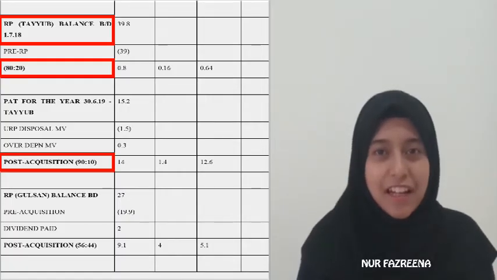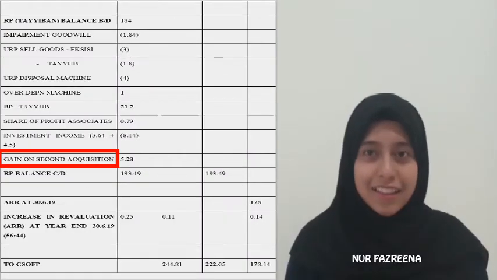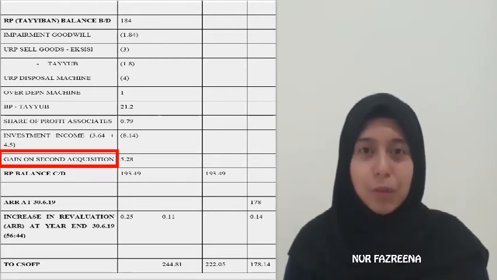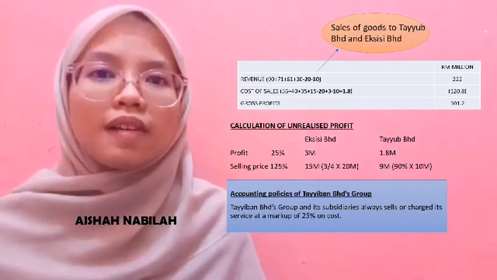Next, as you can see, Tayub's retained profit balance is taken on 1st July 18 and not taken on 30th June 19. This is due to the second acquisition of Tayub by Taliban. Therefore, the retained profit on 1st July 18 after adjustment is apportioned 80% to group and 20% to NCI. Later, the profit after tax for the year 30th June 19 after adjustment is apportioned 90% to group and 10% to NCI. Lastly, the gain on second acquisition which was computed in B is added in the retained profit of Taliban. Next, I will present regarding SOPL.